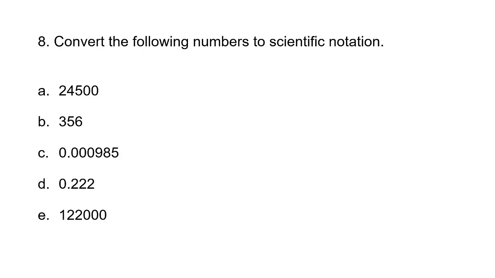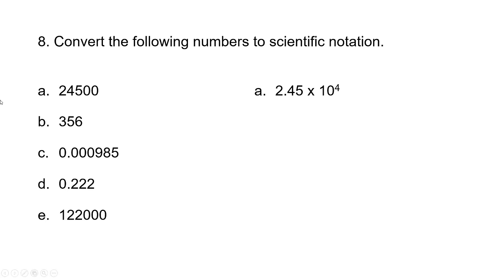Number 8, convert the following numbers to scientific notation. The first number, we have 24,500. This is a large number, so we would expect a positive exponent. I'm going to move the decimal a certain number of places, either to the left or to the right, until I have a number between 1 and 10. If my decimal point is here at the end of 24,500, I'm going to move it 1, 2, 3, 4 places to the left. So my final answer should be 2.45 times 10 to the 4th power.